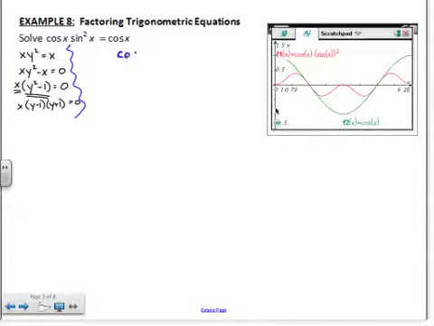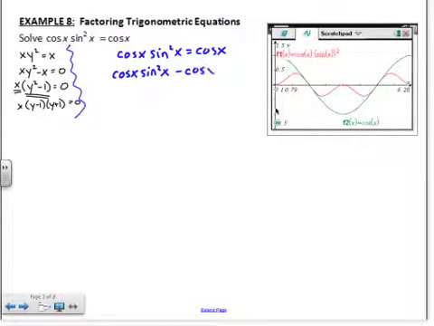So here we have cosine of x times sine squared of x equals cosine of x. I'm going to subtract cosine from both sides. So cosine of x times sine squared of x minus cosine of x equals 0. Factoring out cosine of x, the greatest common factor: cosine x times (sine squared x minus 1) equals 0.